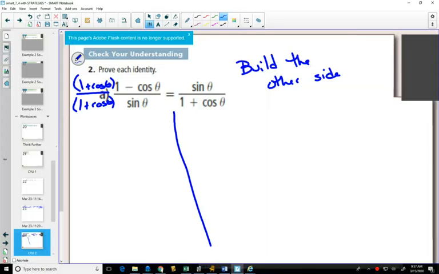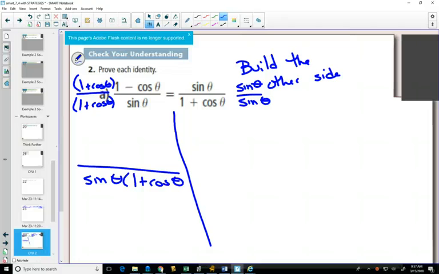And on this side, if I want a common denominator, I would have to multiply by sine, so I'm going to need to multiply the top by sine as well. Because if I multiply a fraction by sine over sine, I'm multiplying by 1. And if you multiply by 1, you just change how it looks, but you don't change what it's equal to. And so now on both sides, and I'm not going to actually multiply out the bottom, I'm going to leave it factored. I have a common denominator of sine theta times 1 plus cos theta.